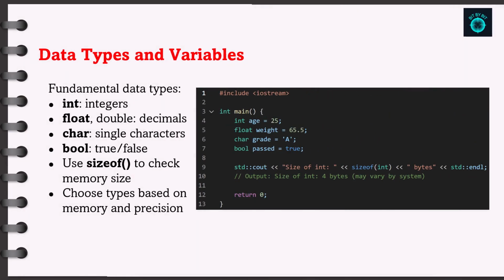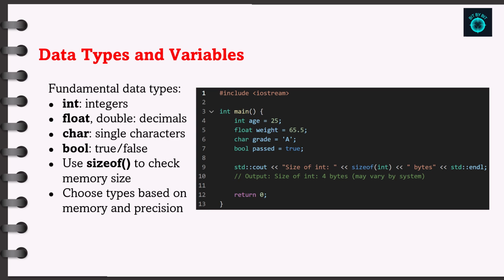Data types and variables. In C++, data types define the kind of data a variable can hold. The most common types are int for integers like 5 or -42, float, and double for decimal numbers. Double offers more precision. Char stores a single character like A or Z, and bool is for true or false values. Each type has a specific memory size. You can use the sizeof function to find out how much memory a type uses.